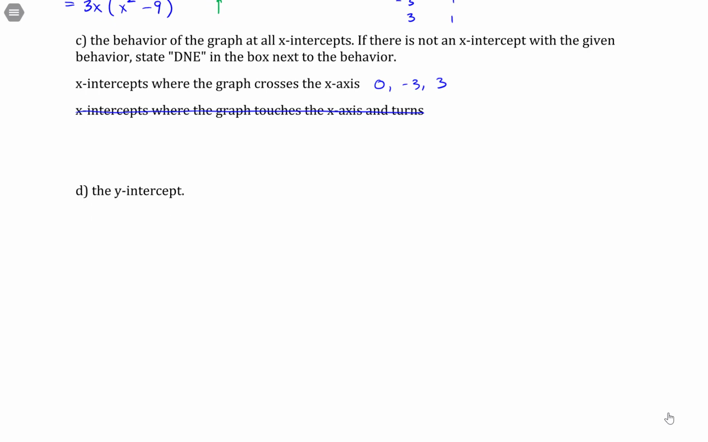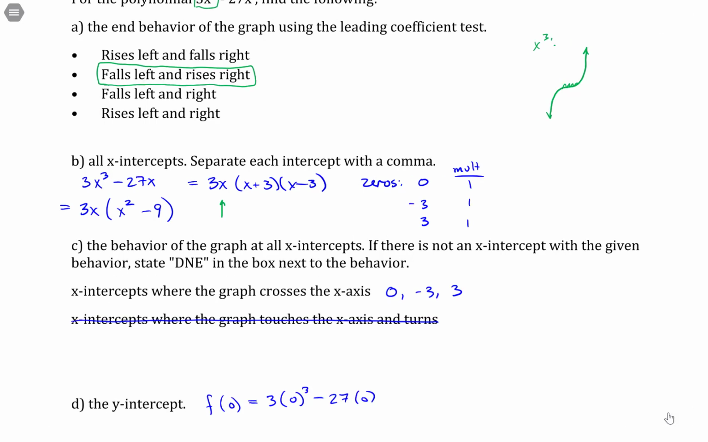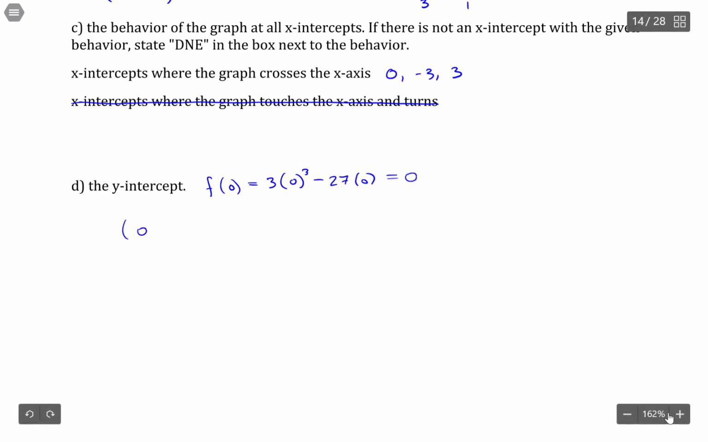Okay, so the y-intercept of any graph occurs when we set x to 0 and solve. And the polynomial that we have here is 3 times x cubed minus 27 times x. And when I plug 0 into this polynomial, I get 0 right back out, which means the y-intercept is located at the origin, or 0, 0, because it's where x is 0 and y is 0.